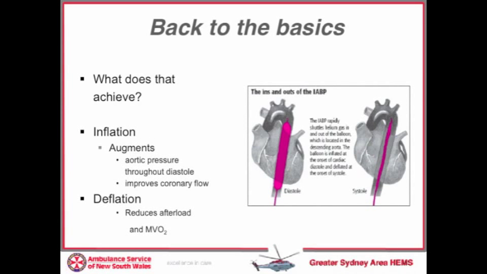Well, inflation during diastole improves aortic pressure and also improves flow back down the coronaries, whilst deflation during systole reduces afterload and also myocardial oxygen consumption.